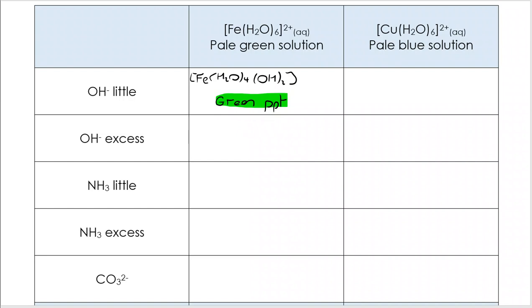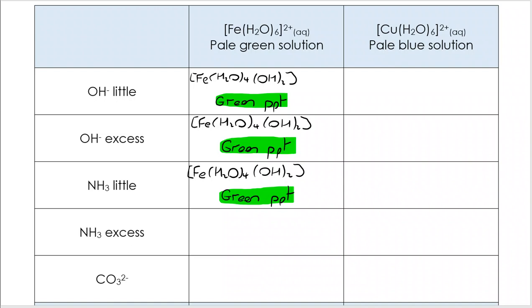Now, if I add a little bit of ammonia, that acts exactly the same way as a base. So we make the same complex. It's the same observation. It's the same equation that you would need to write. The good news, it's exactly the same when we add an excess of OH minus. It doesn't go any further than we are seeing here. And similarly, an excess of ammonia, we don't get any ligand substitution reactions here, so that also stops at Fe(H2O)4(OH)2, and we get our green precipitate.